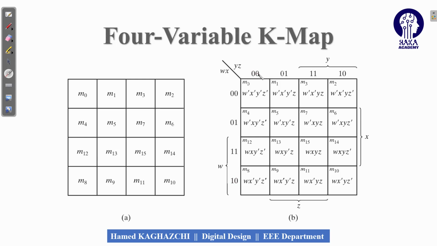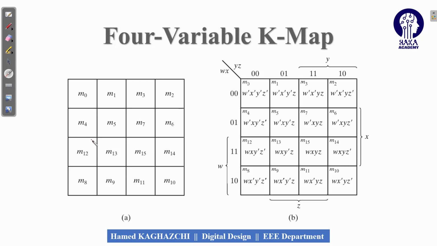Here we have Y prime, Z prime, 0, 0. Y prime, Z, 0, 1. Y, Z, 1, 1. Y, Z prime, 1, 0. For the same thing, we write the corresponding variables up to the end, and if you find the corresponding minterm, you will see that here is M0, M1, M2, M3, M4, M5, M6, M7. Now here is M8, 9, 10, 11, 12, 13, 14, 15.